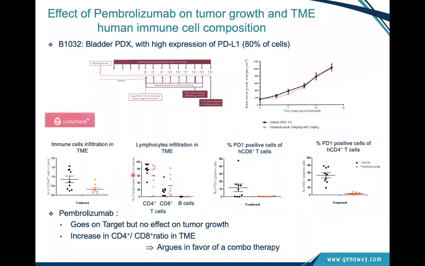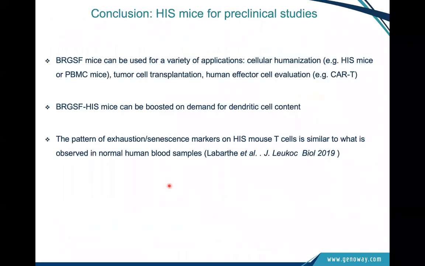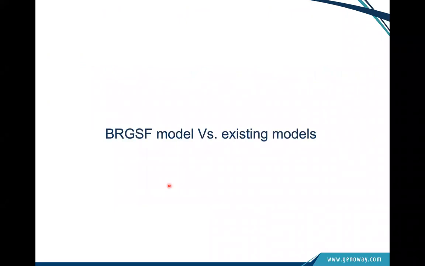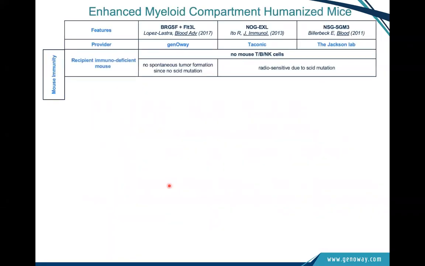So it should be, but it goes on target and it does indeed increase the CD8 numbers in the TME. So you should combine it with something else. So in conclusion, the BRGSF mice could be used for immunological study. They do have a functional immune system. They are permissive to reconstitution with human cells, and they can be used with different types of drugs, antibodies, CAR-T, and others.